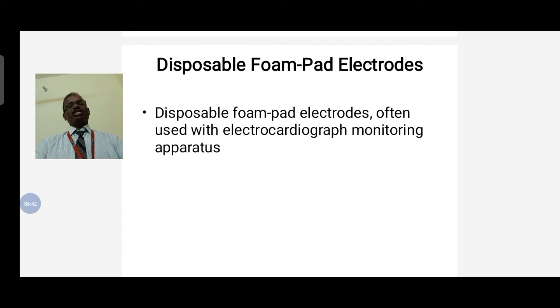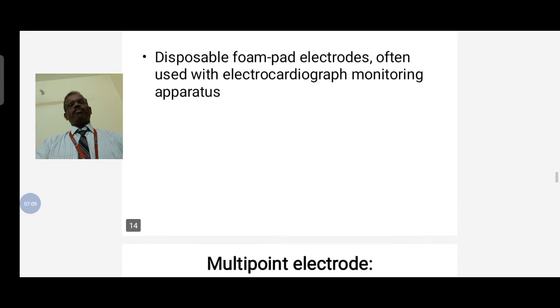Foam pad electrodes are one of the types of electrodes. Disposable means it can be discarded after use. That is called disposable foam pad electrodes. Disposable foam pad electrodes are often used with electrocardiograph monitoring apparatus, one of the ECG monitoring apparatus. This is the disposable foam electrode.